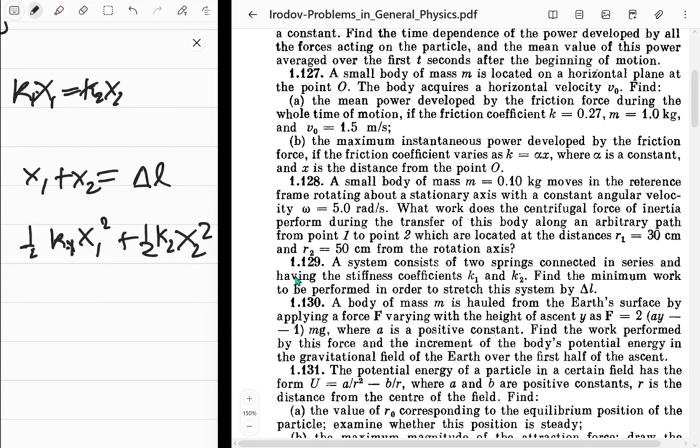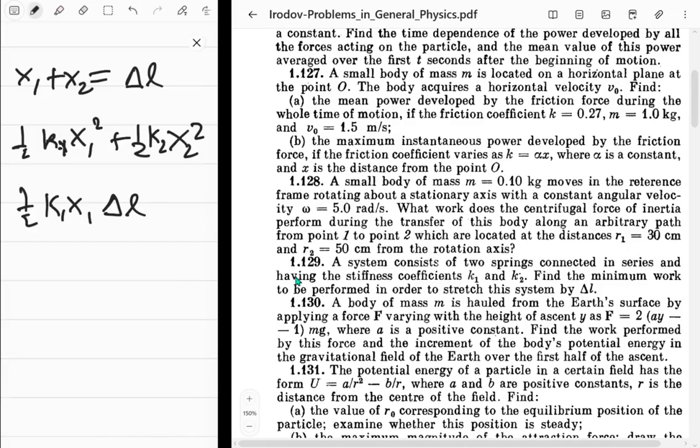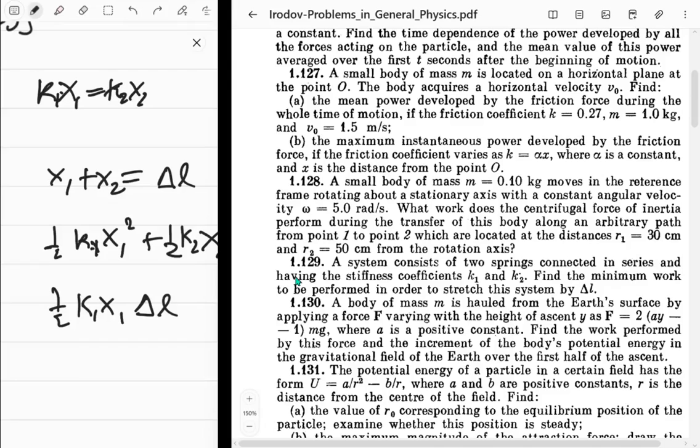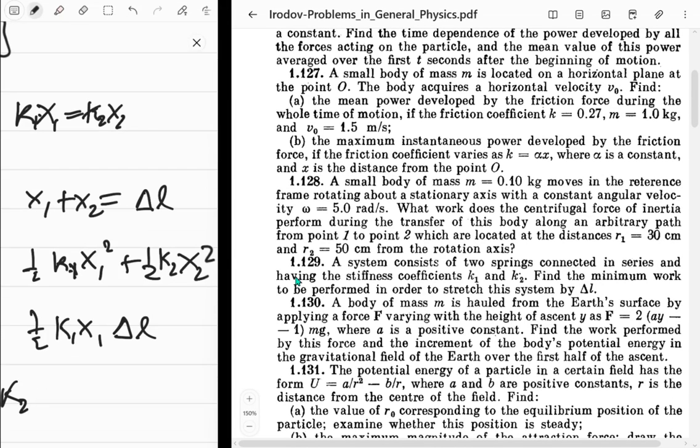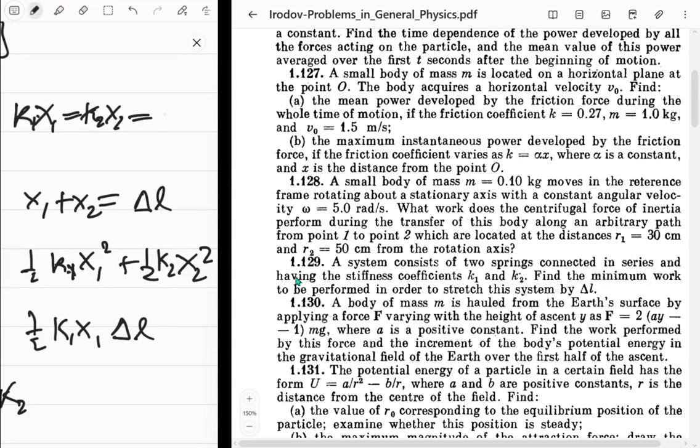But we know that k1 x1 and k2 x2 are the same. So in fact, we can write this as half k1 x1 times (x1 plus x2). Weird, but that's how it is. So it's half k1 x1 times delta L. Now we need to figure out what x1 is and we'll be done. So let's multiply this by k1 k2, and call this whole thing f.